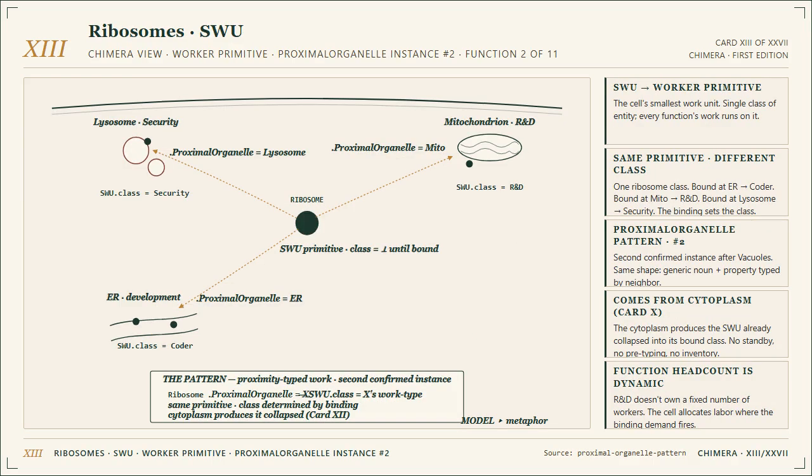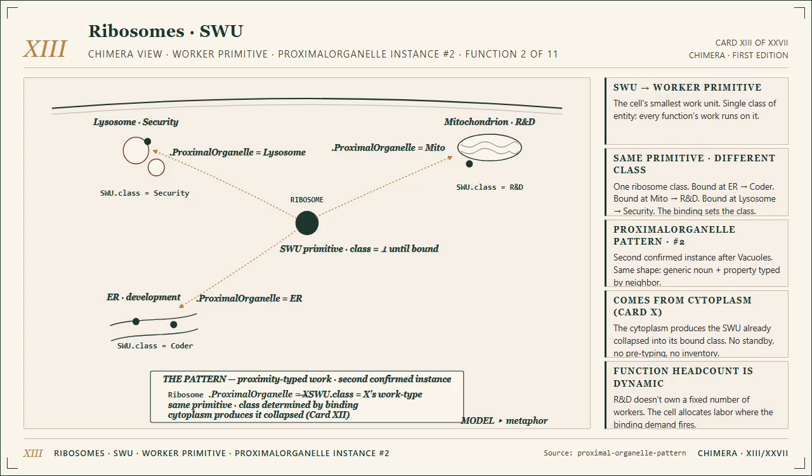Card 13, ribosomes, SWU. If cytoplasm is capacity, the ribosome is what that capacity produces. The cell's SWU, smallest work unit, worker primitive. One dark circle at the center, single primitive class. Every function's work runs on this primitive, whatever the function is. Watch the 3 branches. Same primitive, 3 different bindings, 3 different work classes.